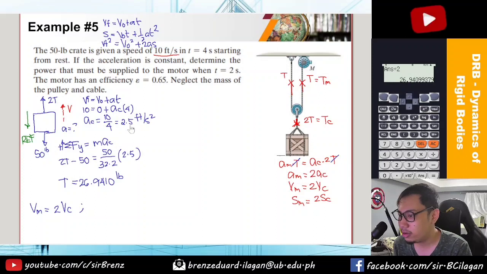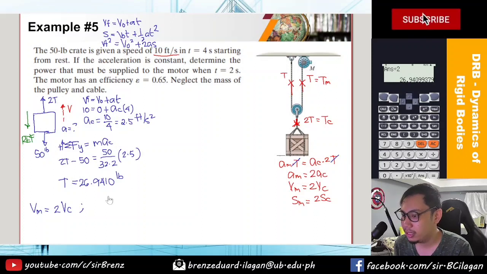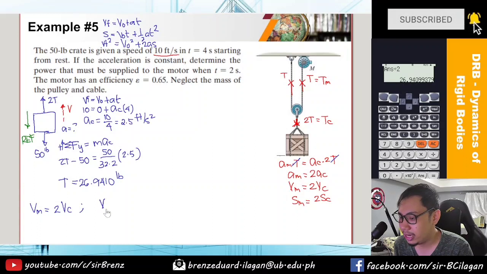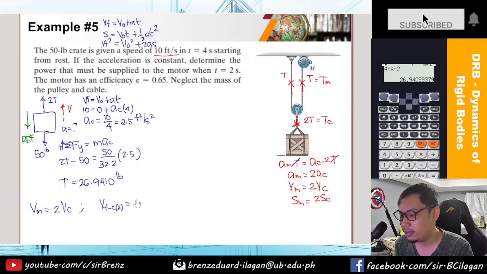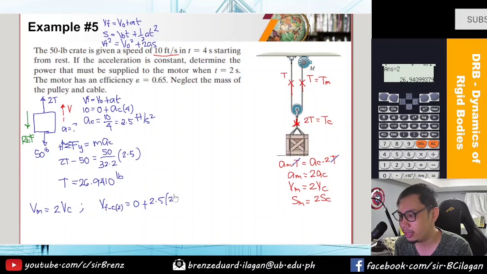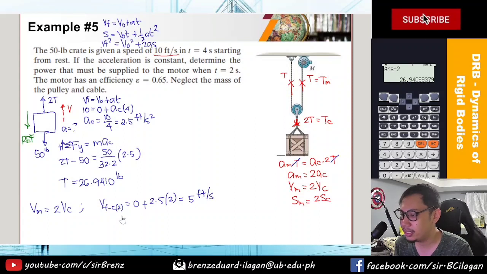Okay? So, since we already got the acceleration at point C, this is easy. So the final velocity at point C, after 2 seconds, let's write velocity final at C, is equal to the initial, which starts from rest again, or 0, plus the acceleration at C, which is 2.5, times 2. Or that is 5 feet per second.